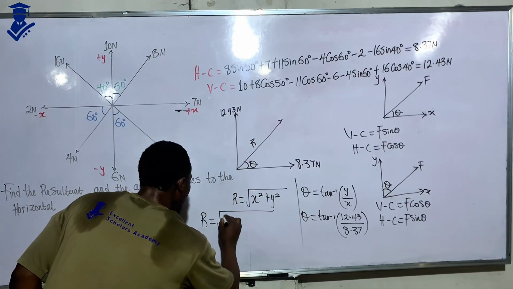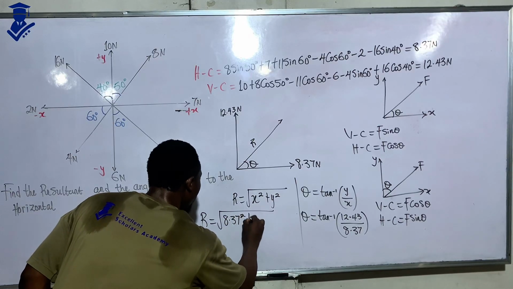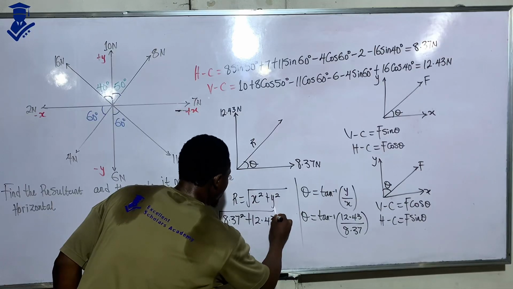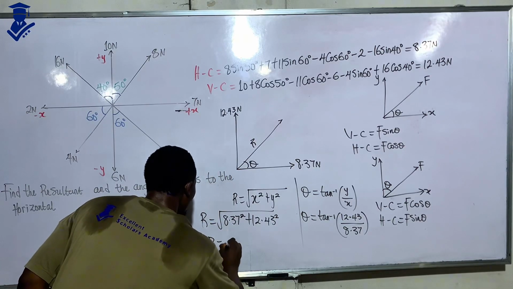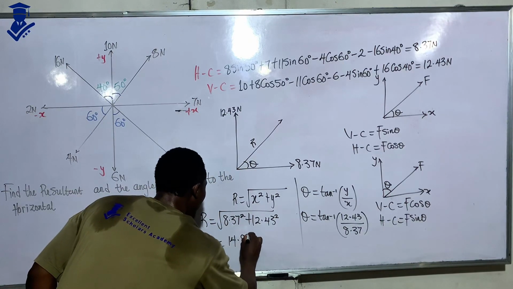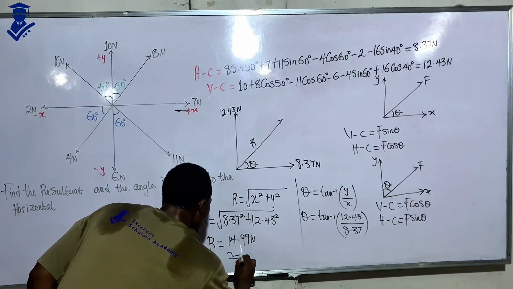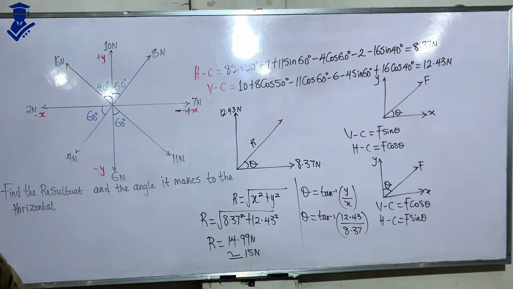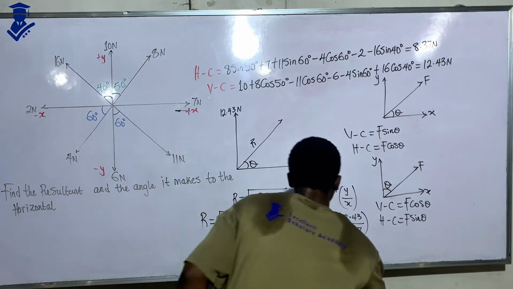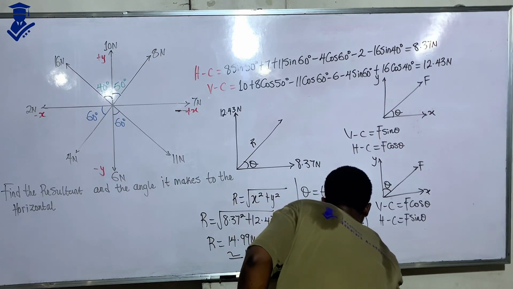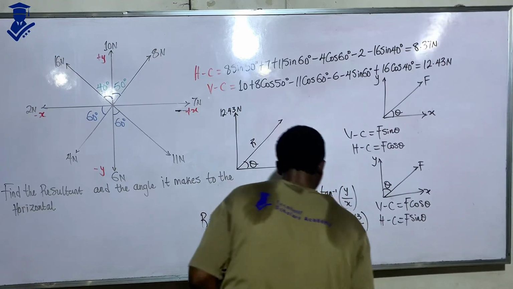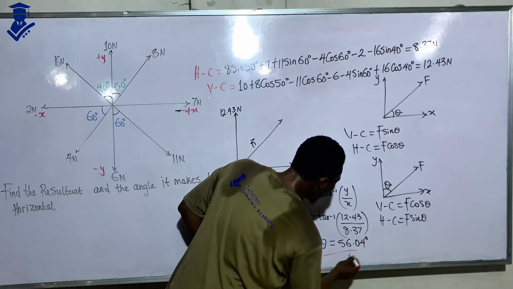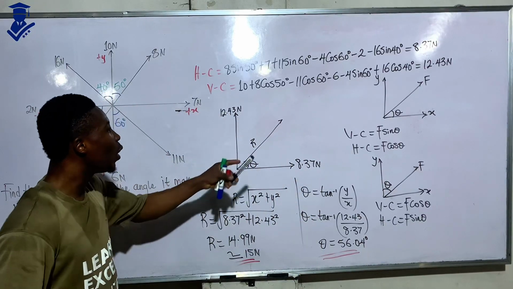We have 8.37 squared plus 12.43 squared. So our resultant is going to be equal to 14.99 Newton, which is approximately 15 Newton. Alright, and let's check for our angle. Our angle is going to be 56.04 degree. Alright, so this is going to be our resultant and the angle it makes with the horizontal.